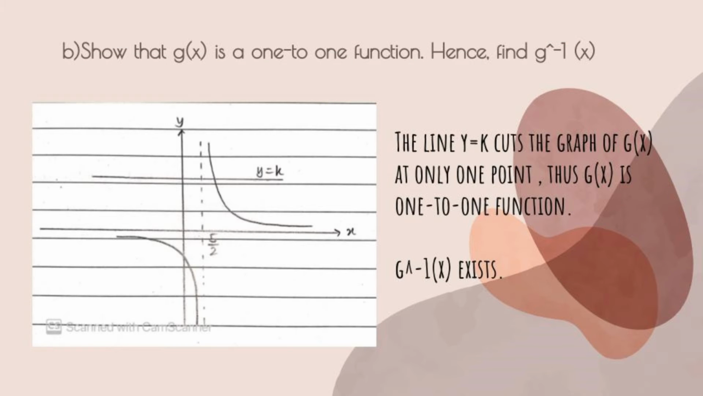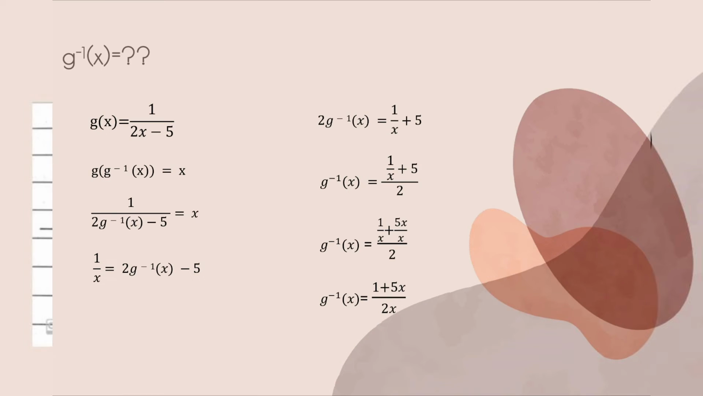For question B, show that g(x) is a one-to-one function and hence find the g inverse. As you can see, the line y equals k cuts the graph of g(x) at only one point, so g(x) is a one-to-one function. To find the g inverse, we use the formula g(g inverse(x)) equals x. So we replace the x in the g(x) equation with g inverse. Finally, we will get g inverse equals (1 plus 5x) over 2x.